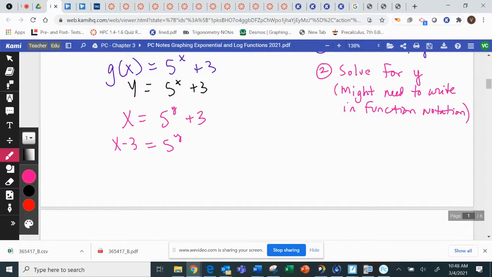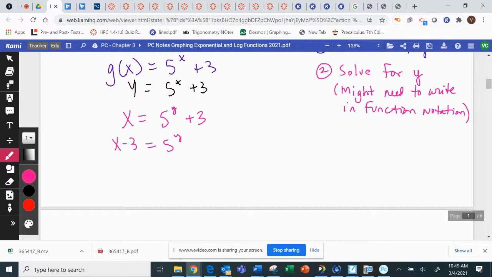Did you say square root? No. What is the inverse of all exponentials? What are we studying right now? Logs. Logarithms undo exponentials. So if you see the exponent, then we need to use logarithms. If you see logarithms, then we need to exponentiate, okay?